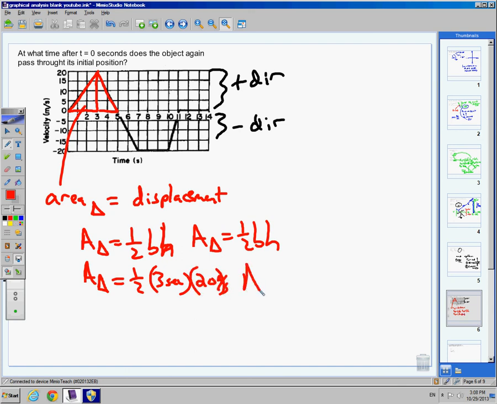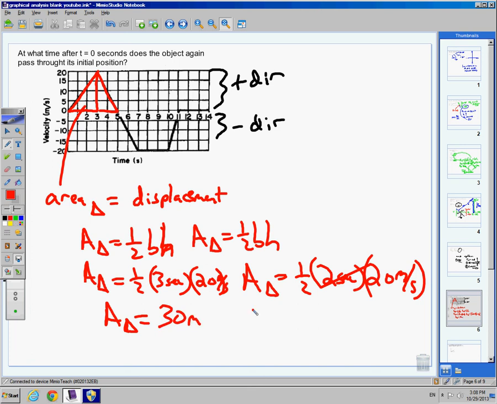The next triangle is 1/2 base, the base is going to be 2 seconds this time, and the height is still 20. Oh, sorry about that. Meters per second. It's technology. Love it. All right. So I found that the first one, area of a triangle, is going to be 3 times 2 is 6, so it's 60.5. That's going to be 30.